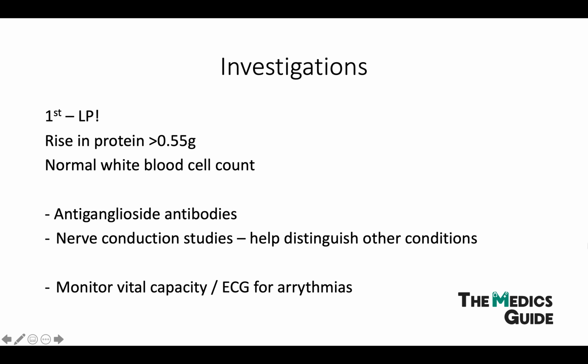Monitoring the vital capacity is really important, as we mentioned about the phrenic nerve and respiratory problems, and ECGs for any arrhythmias that come about. In terms of the treatment, as I mentioned, intravenous immunoglobulins are given, but you can also do plasmapheresis, which is basically a blood transfusion.